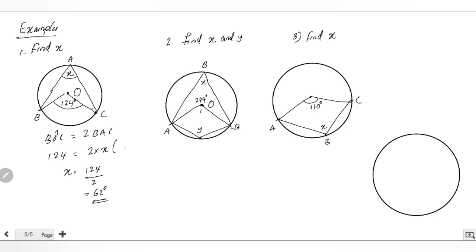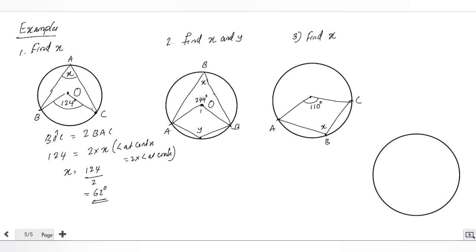So here the result is angle at the center is equal to 2 times angle at the circle. So each time when you apply this result, you have to write that. Now go to the next one.